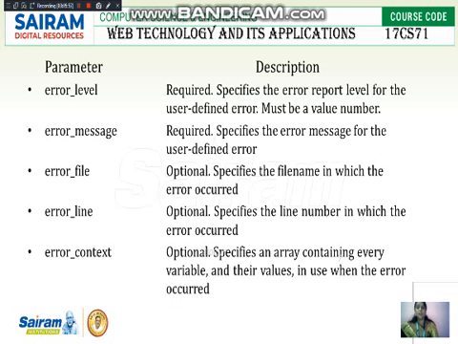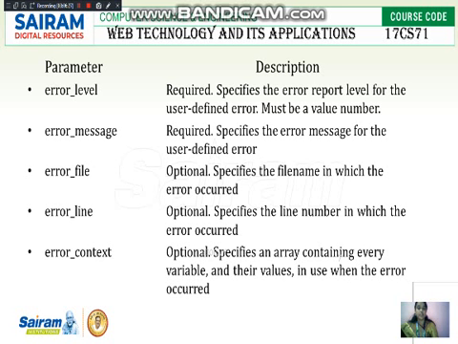So the first two parameters, level and message, are mandatory, as I told. So level, what is error level? This is a mandatory one, and it specifies the level for the user defined error. This must be a value number. And what about the message? This is also an error message for the user defined error. And file is optional. It specifies the file name in which the error occurred. And line specifies the line number in which your error is occurring.